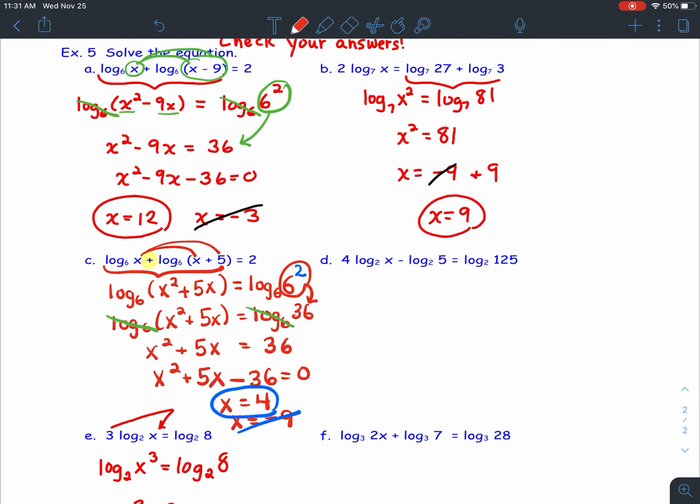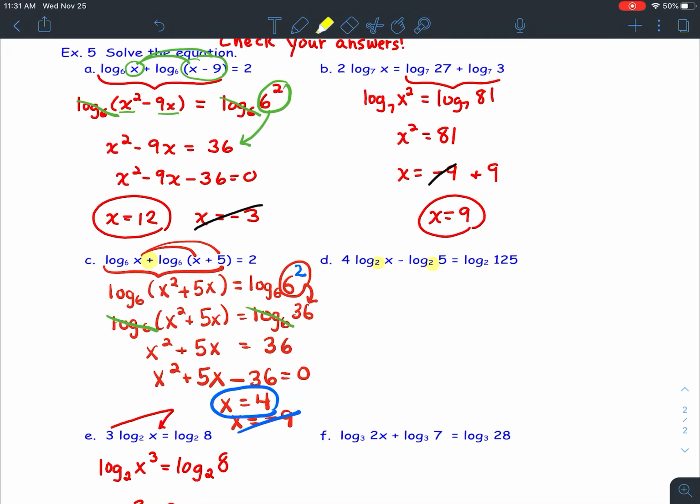Okay? All right, example D, one-to-one property. I look at the left side, I see 2 logarithms. I look at the right side, I see 1 logarithm. So I'm good to go here on the right side. But I need to combine these 2 logarithms together on the left side.